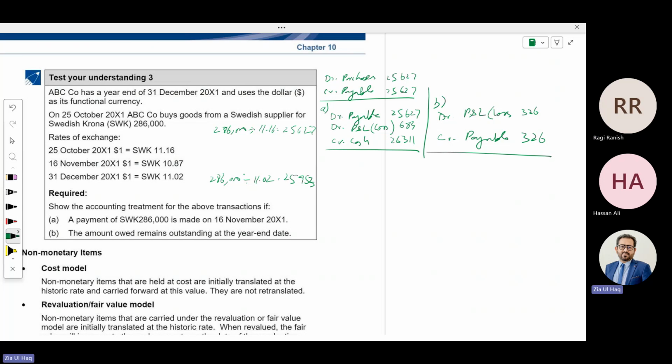We need to increase or decrease the liability at the year end. We don't need to do anything with purchase. Though the amount of purchase was this at year end due to exchange rate, this is inventory, a non-monetary item, not monetary. Only monetary items we need to retranslate at the reporting date using the closing rate. Closing rate means the rate at year end, which is also the spot rate. But the year end rate is called the closing rate. During the year, the rate is called the historic rate.